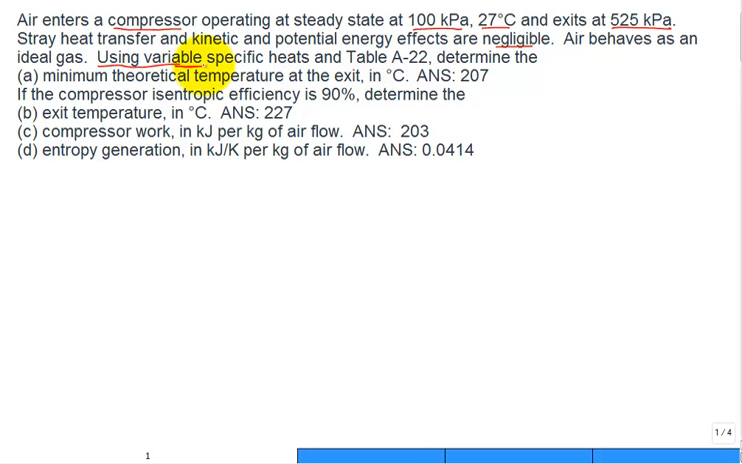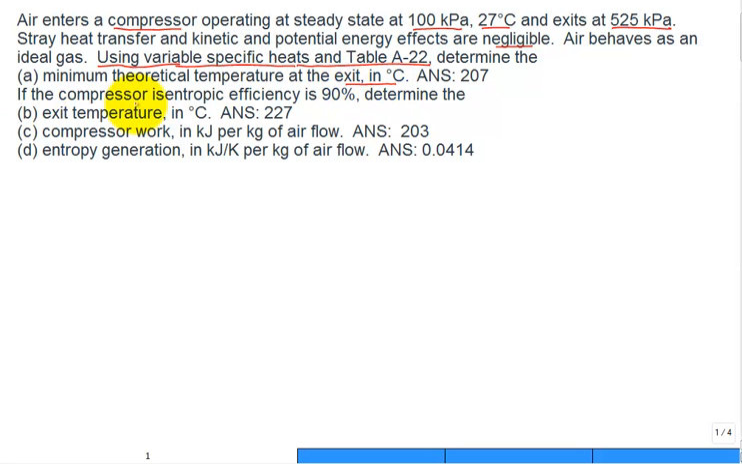Using variable specific heats that are basically accommodated or found. That's how table A22 is developed. It's developed accounting for variable specific heats for air. Answer the following questions. What is the minimum theoretical temperature at the exit in degrees C?